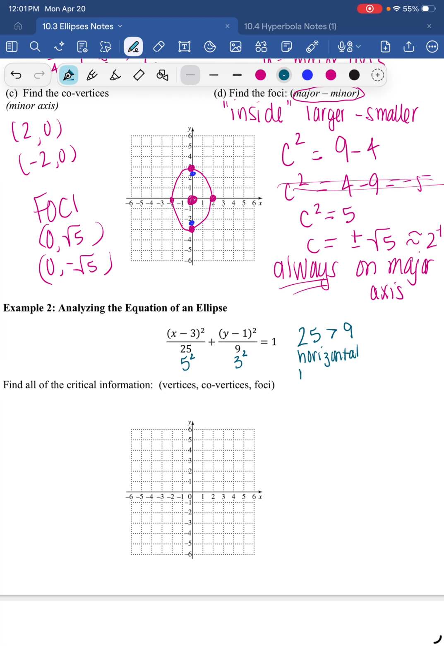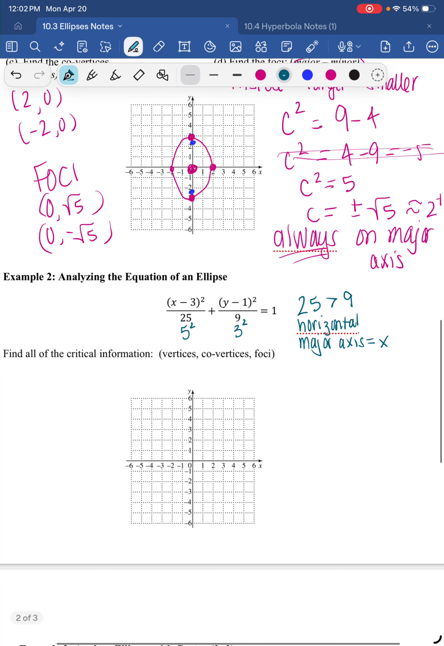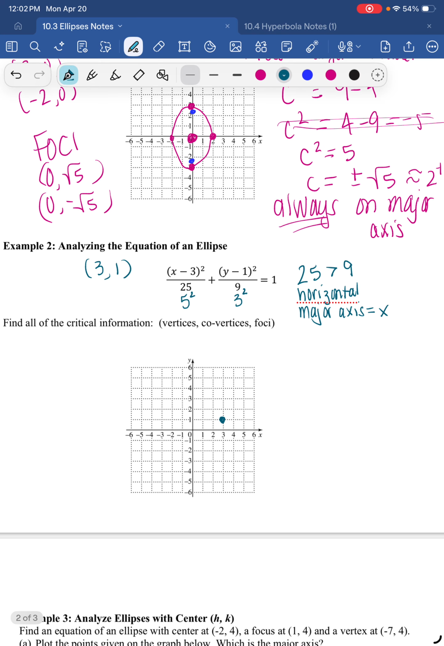And the major axis is going to be y. I lied. The major axis is going to be x. The center of this ellipse is at (3, 1). I got that because the opposite of -3 is +3, and the opposite of -1 is +1.